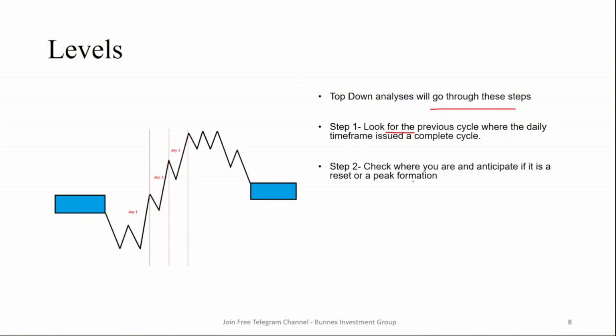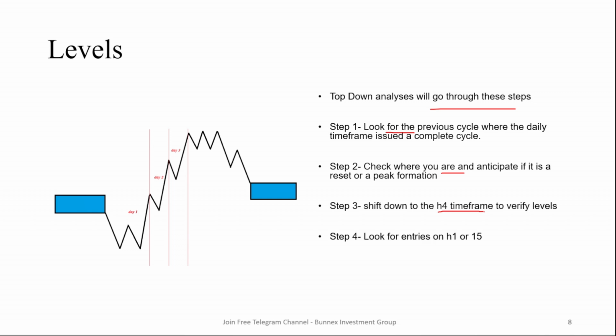Step 2, we check where you are after that completed cycle was issued. We want to see three levels of the daily time frame before we do anything else, so that we build bias. Step 3, we shift to the H4 time frame to verify the levels, whether that particular daily cycle was actually complete or not. Step 4, we look for entries on H1 or M15. I understand this may be difficult to understand without viewing the charts, so we are now going to examples on real charts so that I can illustrate these steps right in front of you.